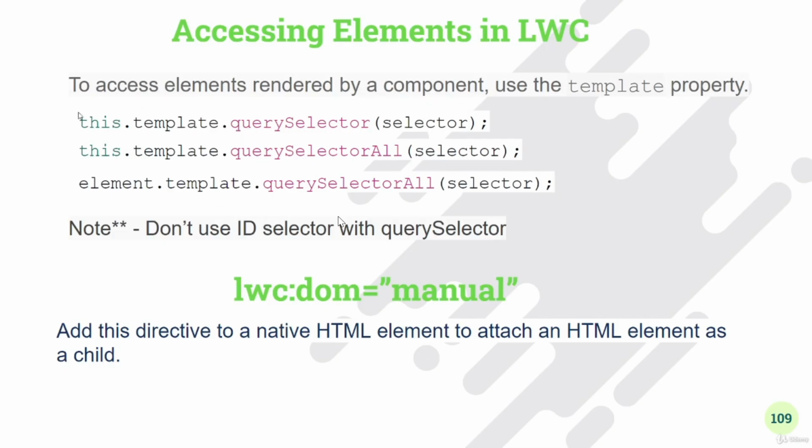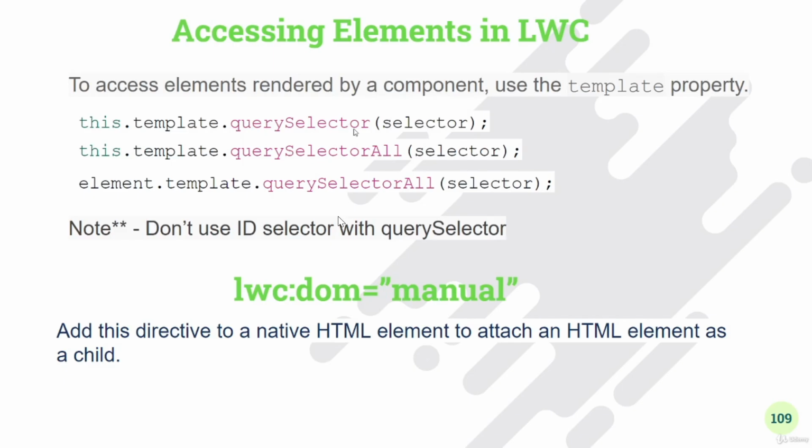this.template points to the current component, not to all components or the whole page. It says, okay, I'm in this particular component and I can fetch only the elements that are related to this particular component. That's why we use this.template. Then we use querySelector when we want to access only a single element. Suppose your selector is a tag name like h1 and there are multiple h1 elements, it will pick up the first one from top to bottom.